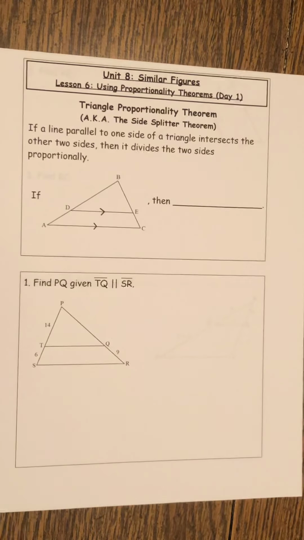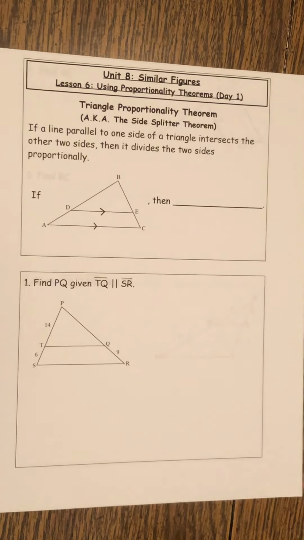So the first theorem we're going to take a look at is the triangle proportionality theorem, which is also called the side splitter theorem. What this theorem tells us is if we have a triangle and a line that intersects two sides of the triangle and is parallel to one side of the triangle, it's going to divide the two sides of the triangle proportionately.